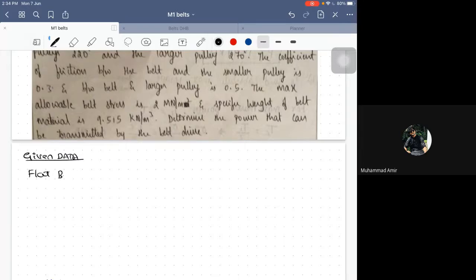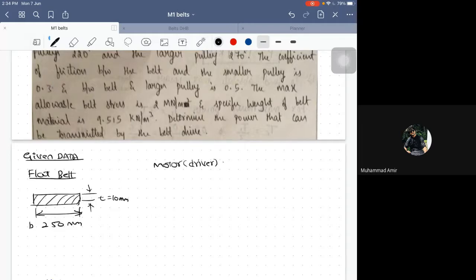So whenever I say flat belt, it would be something like this. The width is being clearly given. How much is it? It is 250 mm, which is the value of b, and the value of thickness is being mentioned as 10 mm. The motor pulley is 0.3 meter. So motor, in the sense, it is a driver. Understood. So this has 0.3 meters, nothing but 300 mm.